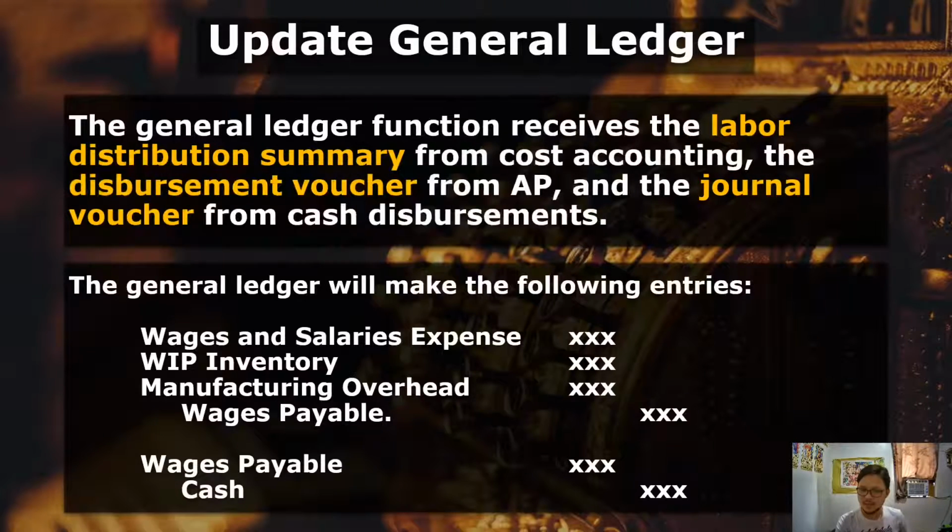Wages and salaries expense, debit. Work in process inventory, another debit. Manufacturing overhead, debit. So, salaries expense, ito yung time cards. Inventory, work in process, that is your direct labor. And manufacturing overhead is indirect labor. They are coming from your job tickets.